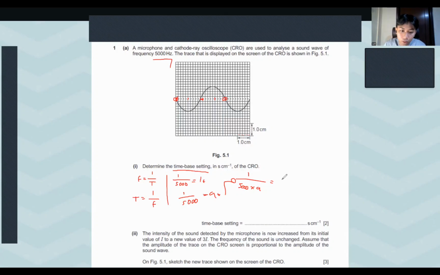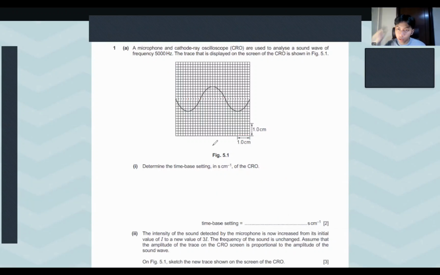Which is equal to the answer of 5 times 10 to the power of minus 5. So that is how you find the time by setting of the CRO. Okay, so let's do the next question.